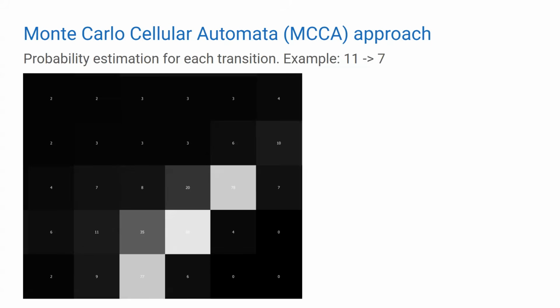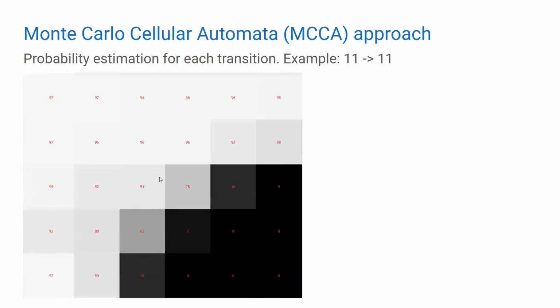For example, this is a map of class 11 to class 7 transition. We can see cells where this transition is very probable, like 88%, 77%, and where it is very improbable, for example, 2%, 3%. We got such maps for each transition pair, including no transition scenario. For example, where class 11 remains class 11.